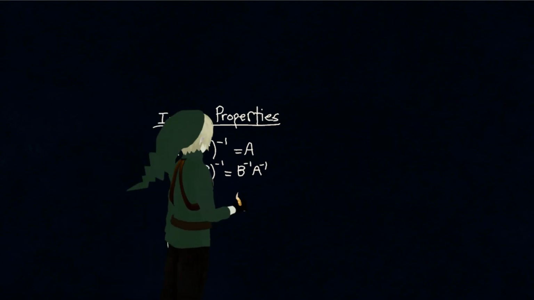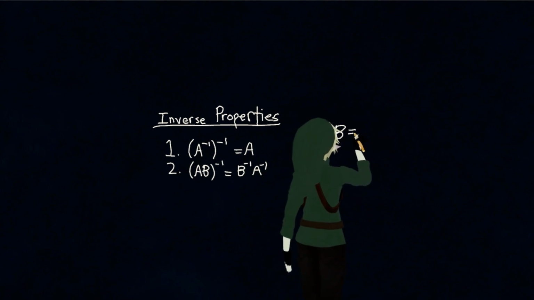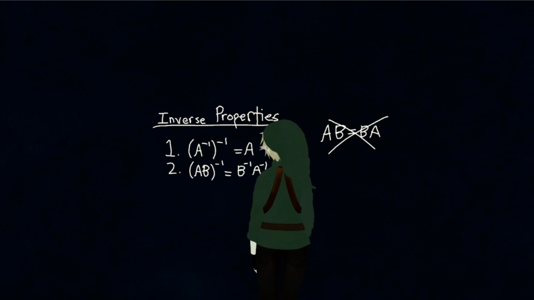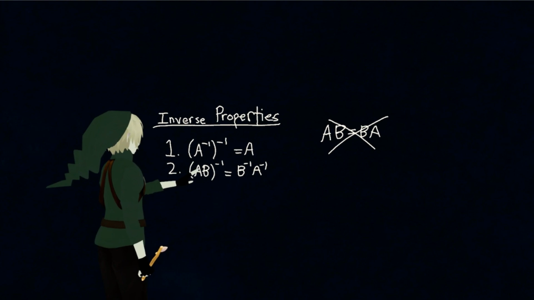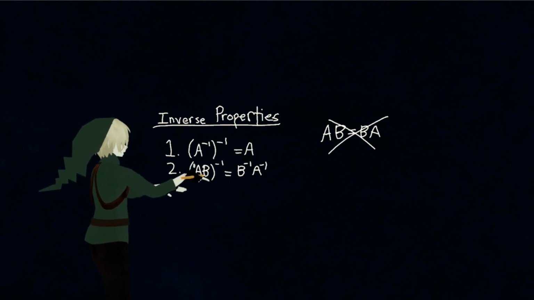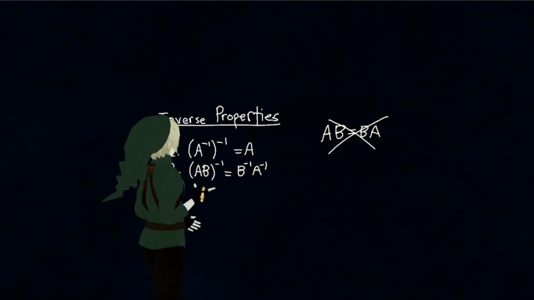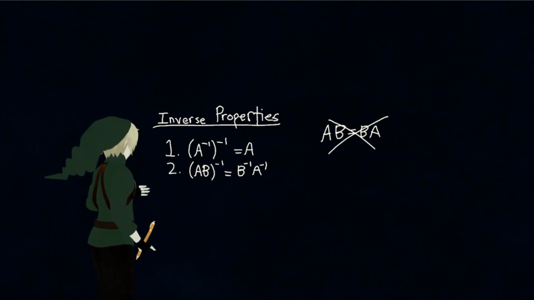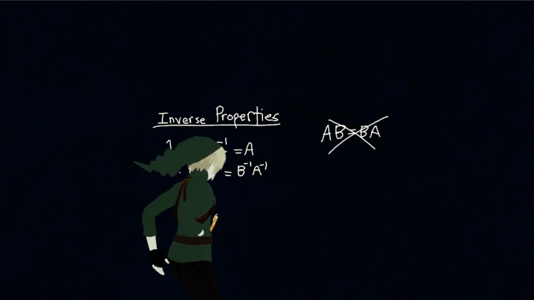Because again, remember that in matrix multiplication, commutativity is not always true. Not in matrices, unfortunately. So, because of that, the inverse of the product AB is equal to the inverse of B times the inverse of A. So just keep that in mind. Specifically this format.